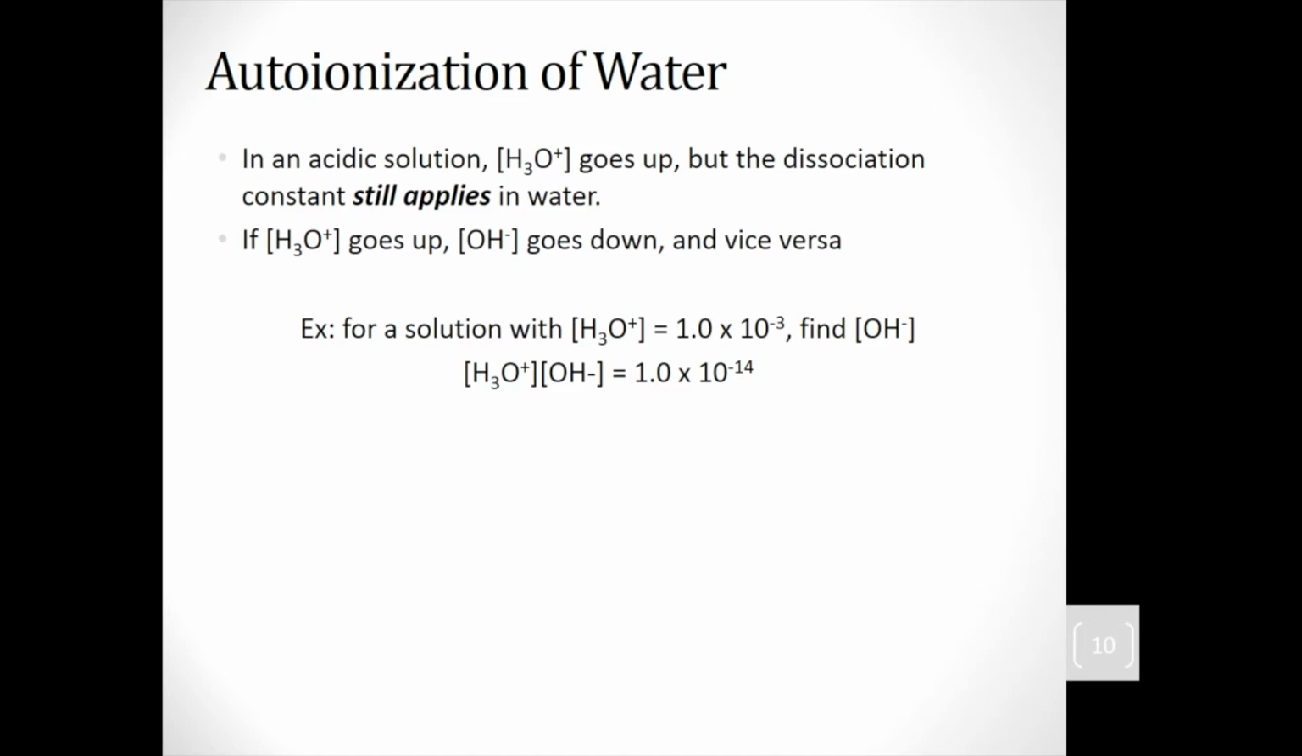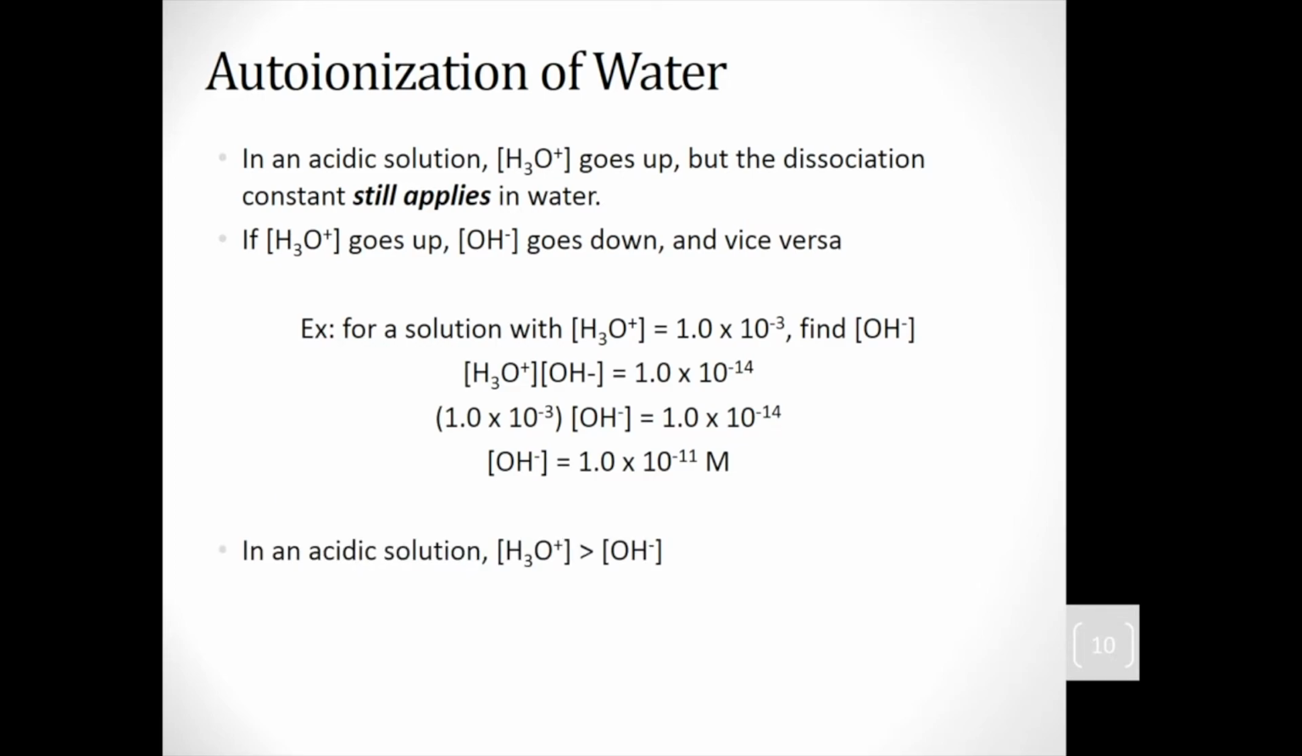So let's look at an example. If a solution has an H3O plus concentration of 1 times 10 to the minus third, find the OH minus concentration. Well, H plus times OH minus is equal to 1 times 10 to the minus 14th, right? Kw, definition of autoionization, plug in the H3O plus value that I have. It means that my OH minus has to be 1 times 10 to the minus 11th.